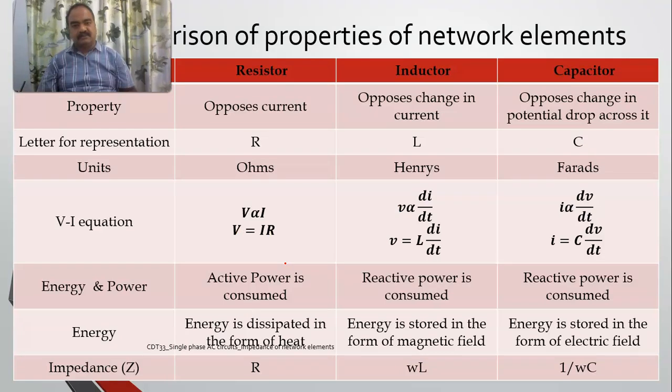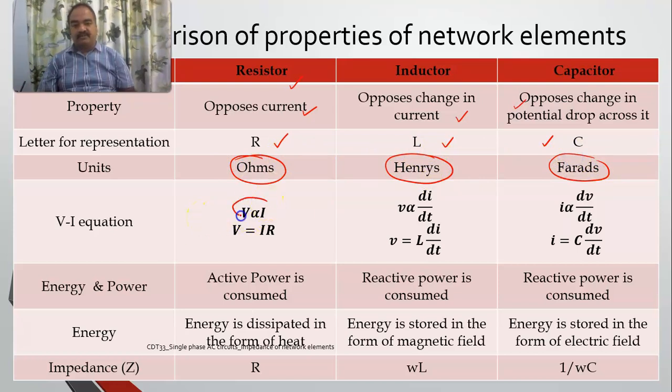A quick look at the properties. Okay, see the property. Resistor, it opposes the current. Inductor, it opposes change in current. Capacitor, it opposes change in potential drop. And resistor is represented by R, inductor by L, capacitor is represented by C. And the units: resistor is measured in ohms, inductance is measured in henries, capacitance is measured in farads.